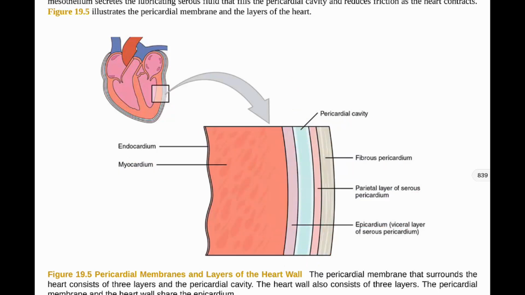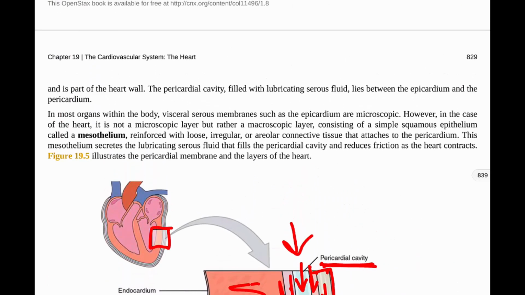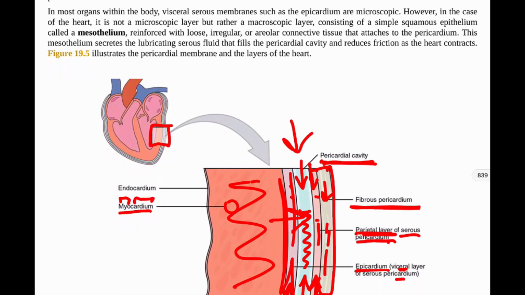So in most organs within the body, the visceral serous membranes, such as the epicardium, are microscopic. Generally when we're talking about visceral serous membranes, we're talking about something that we can hardly see. But in the case of our epicardium, it is not microscopic. We can actually see it on the heart as a nice thin layer that's protecting the heart muscle. It also is protecting some of the veins and vessels, the capillaries on there.